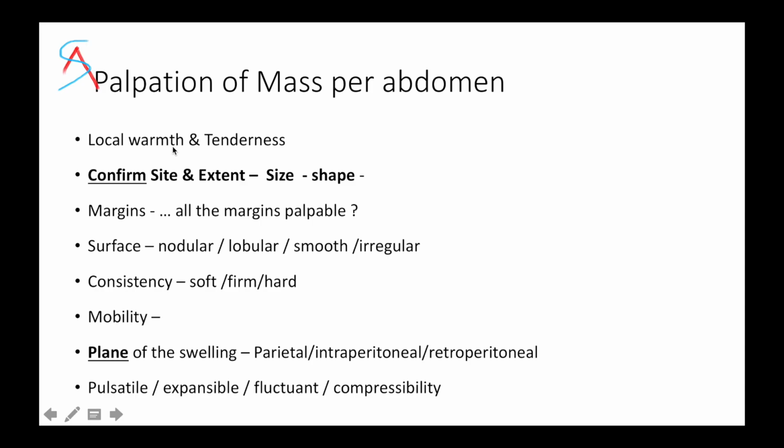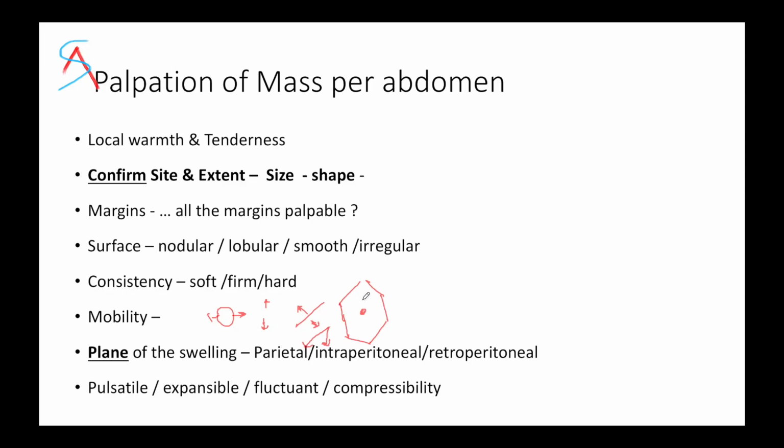If any mass is there, then you have to look for any tenderness over the mass. Already the mass per abdomen you have mentioned in inspection. Now in palpation you have to say site, extent, size and shape, confirmed with palpation. Then look whether all the margins are palpable or not. Generally lower margins won't be palpable in case of fibroid or a uterine mass. As an ovarian mass has a long pedicle, generally the lower margin and all the margins would be nicely palpable. Then look whether the surface is nodular, lobulated, smooth or irregular. Consistency, mobility, whether the mass is mobile in horizontal direction or in vertical direction, plane of the swelling. Generally if it is attached to skin, then the skin won't be pinchable above the swelling.